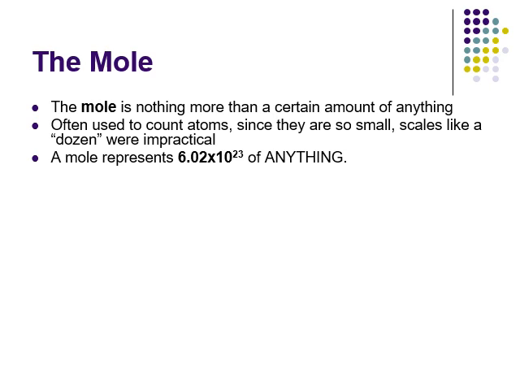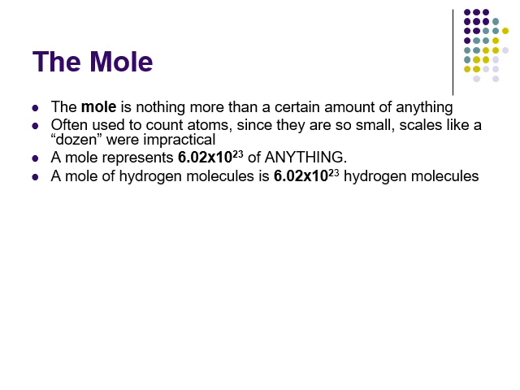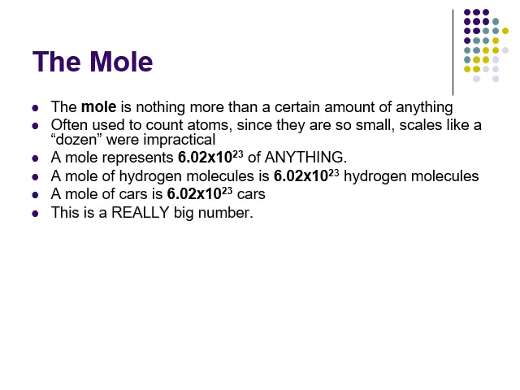This is a very, very important factor to know. 1 mole equals 6.02 times 10 to the 23rd of anything. Just like 1 dozen equals 12 of anything. A mole is just like a dozen, but way, way bigger. So a mole of hydrogen molecules would be 6.02 times 10 to the 23rd hydrogen molecules. A mole of cars would be 6.02 times 10 to the 23rd cars. A mole of moles would be 6.02 times 10 to the 23rd moles. Again, a mole just means 6.02 times 10 to the 23rd of anything.